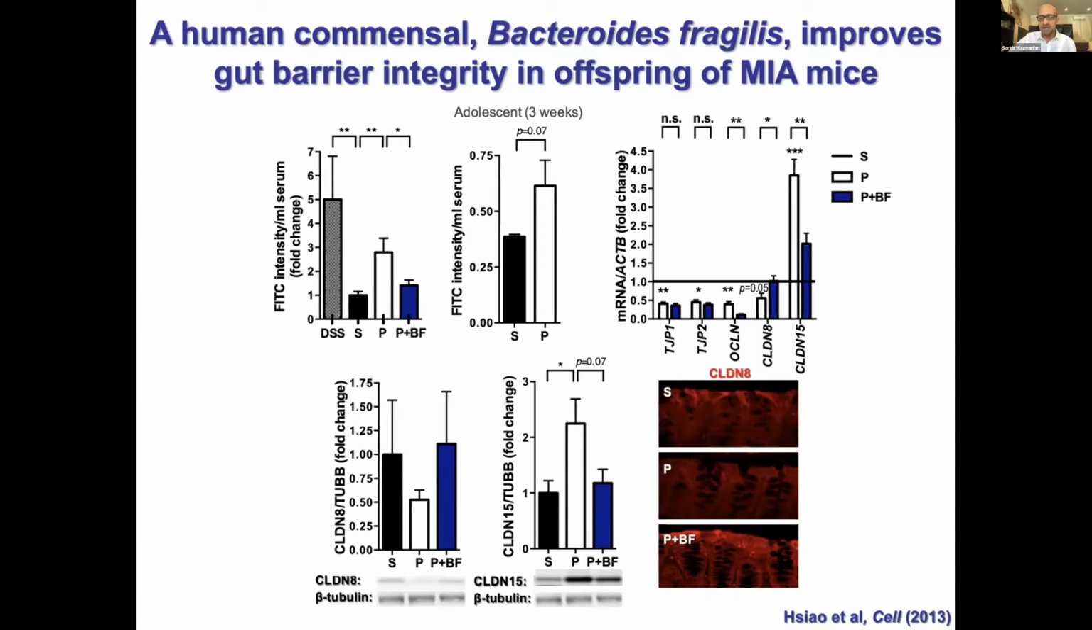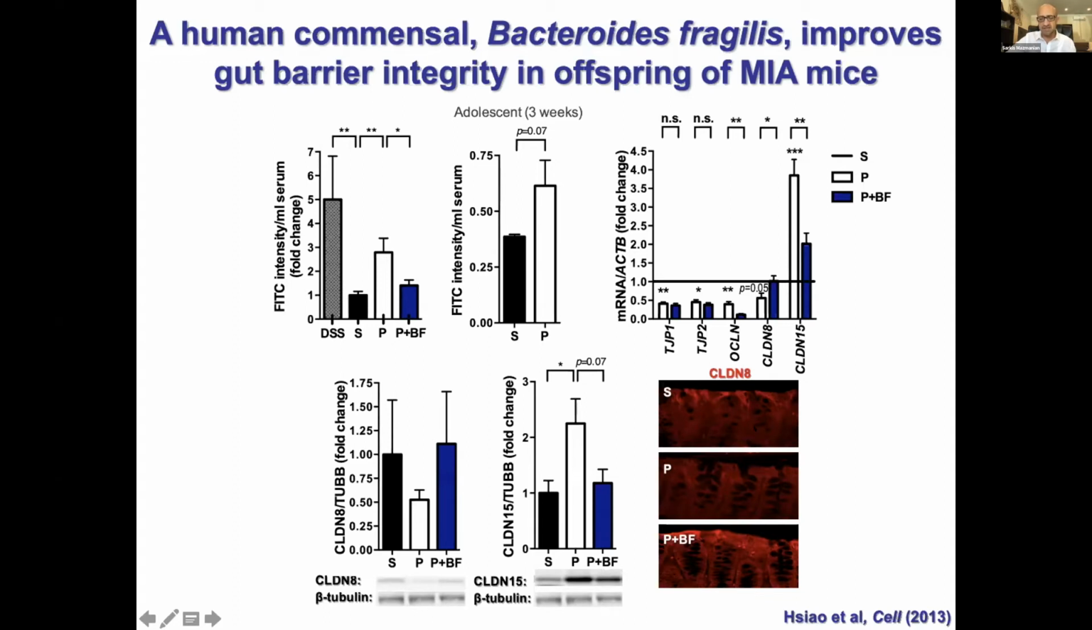And so the cellular and molecular basis for this effect is mediated by the expression of tight junction proteins. Tight junction proteins essentially hold our intestinal epithelial cells together, forming the barrier between the gut and our bodies. And we showed by RNA and by protein that there are differences in various tight junction proteins, namely claudin 8, which decreases in the offspring of poly-IC treated animals and is then restored by Bacteroides fragilis treatment. And then there is the claudin 15 phenotype, where claudin 15 is increased and then also restored by Bacteroides fragilis treatment.